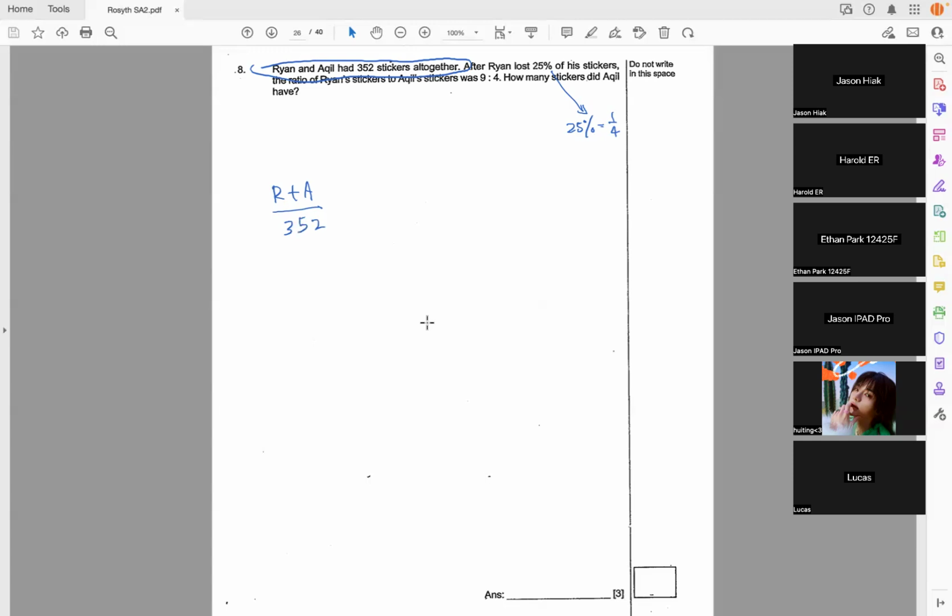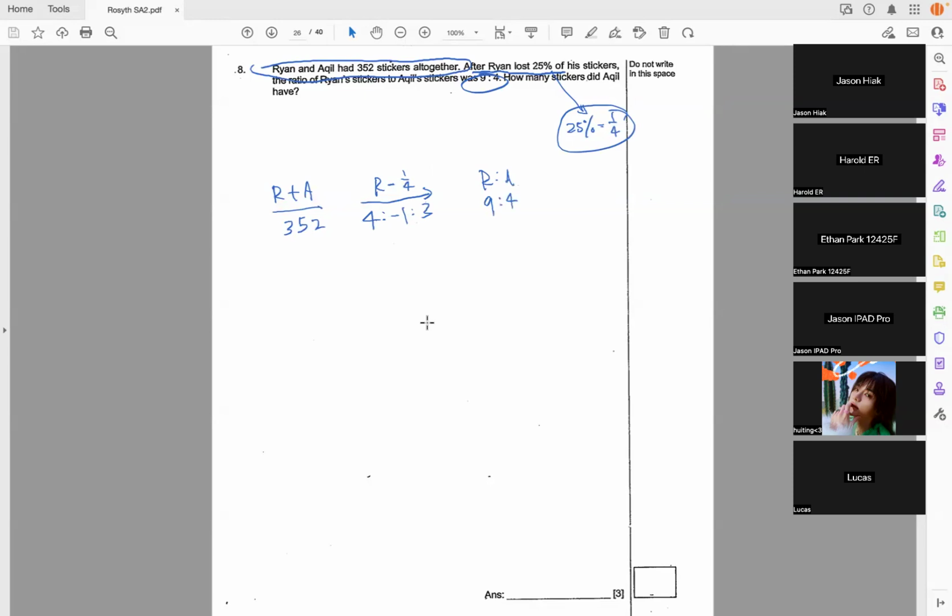Now, second statement, Ryan lost 25%. So Ryan minus 25%. I'm not going to write 25%, I'm going to use minus 1/4, because I converted it here. Ryan minus 1/4: 4, take away 1, left 3. And in the end, that's the ratio, Ryan is to Echo is 9:4.